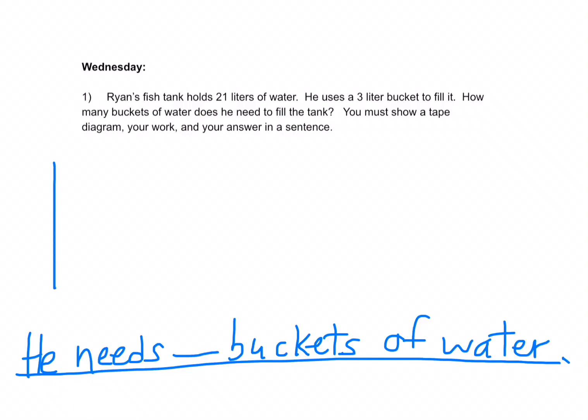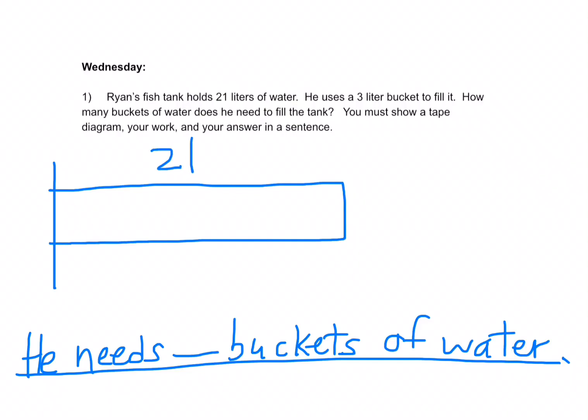Well, what do we know? We know he has a tank that holds 21 liters of water. The tank holds a total of 21 liters of water. It doesn't say a total, but we can figure that out. So we're going to show a tape diagram here. We'll make it big. And the whole thing holds 21 liters of water. And I'll put an L there for liters. The whole thing, that's 21 liters of water.